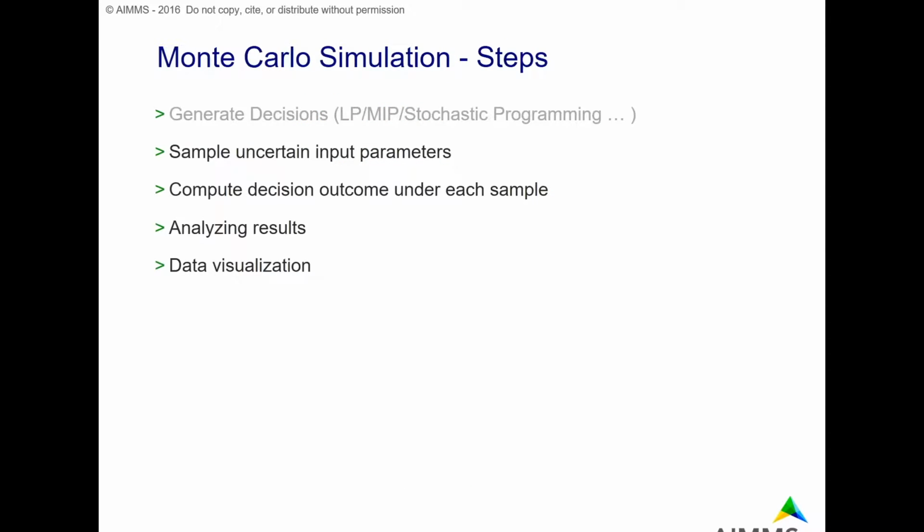The steps are usually that we first have our decision generated by either LP, MIP, or stochastic programming in the first phase. After that, we generate samples of uncertain input parameters from the probability distribution, and then we compute the decision outcome under the samples. The decision we're making here may include both fixed decisions and adjustable decisions. A fixed decision, which we can also call a first stage decision, means it cannot be changed regardless of the sample input of the parameters. So once the decision is made, it's fixed.